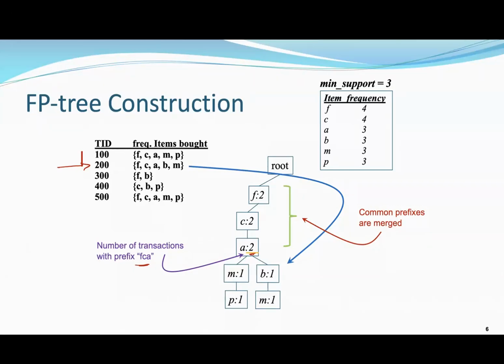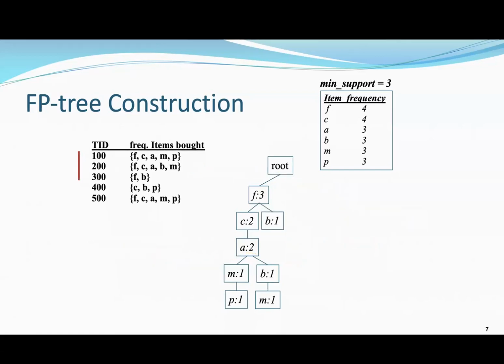Okay. So you process all of these transactions, adding the paths into the tree, merging prefixes if necessary, right? So here we process the third transaction, which is FB, and this is the resulting tree, right? F is a common prefix. So now this node would have a count of 3 because there are 3 transactions with the prefix F, all right? And FB is given by this path, and there is 1 transaction with the prefix FB, all right, and so on, okay?